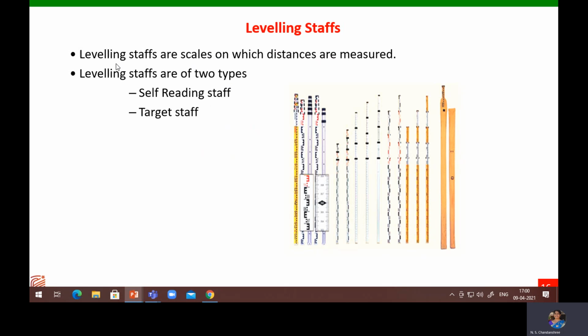Next we have the leveling staff. Now this leveling staff, as I told you, can come in different lengths. There are two types of leveling staff. One is the self-reading leveling staff, the other one is the target leveling staff.